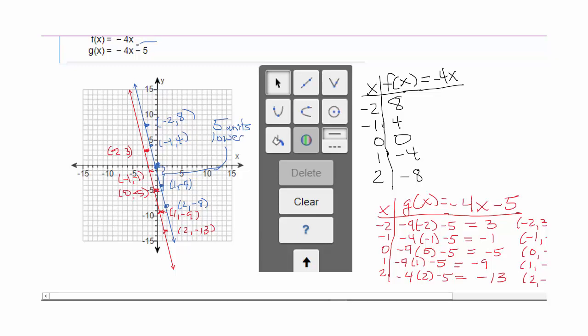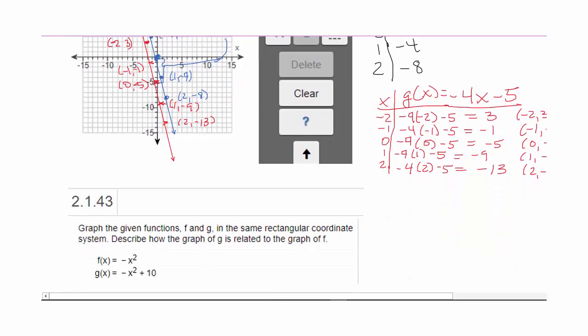And there's a reason for that. It's because we subtracted 5 from every y value. So that's why that happened. Okay, so that's how to graph functions by plotting points.